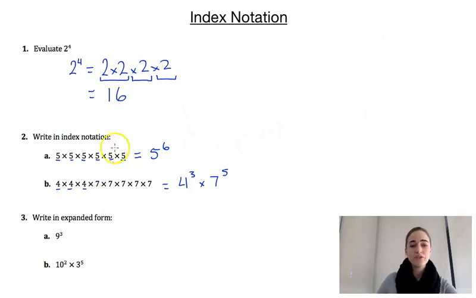Our last example is doing the opposite to example 2. It's already in index notation and we want to write it in expanded form. So 9 cubed would be 9 times 9 times 9. So there's 3 of them because we had a power of 3.